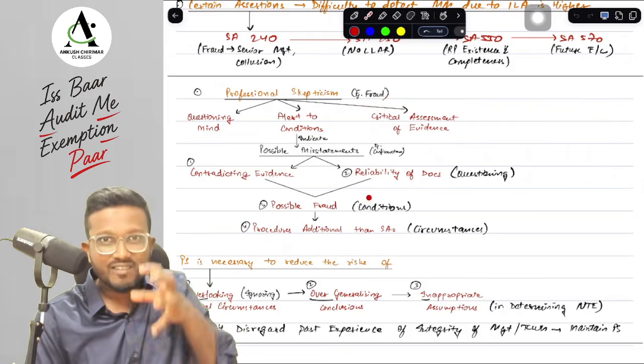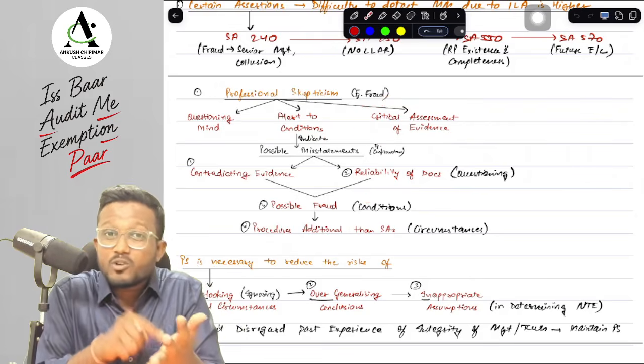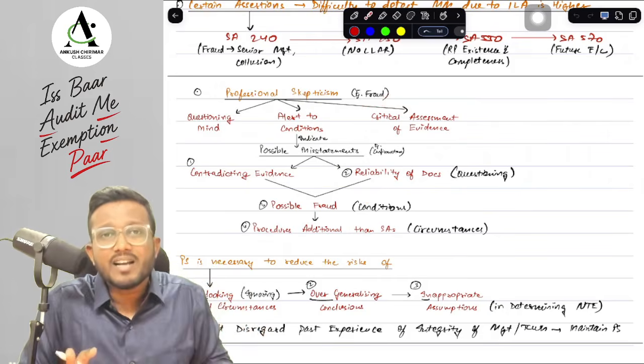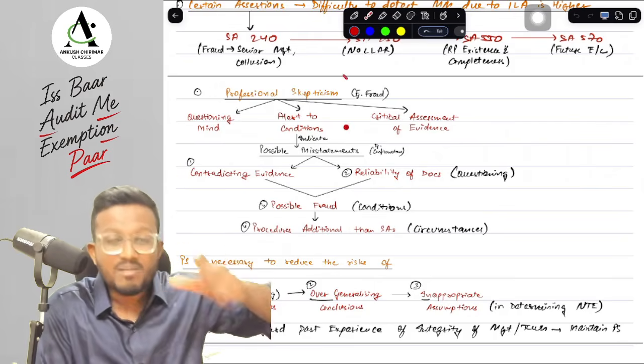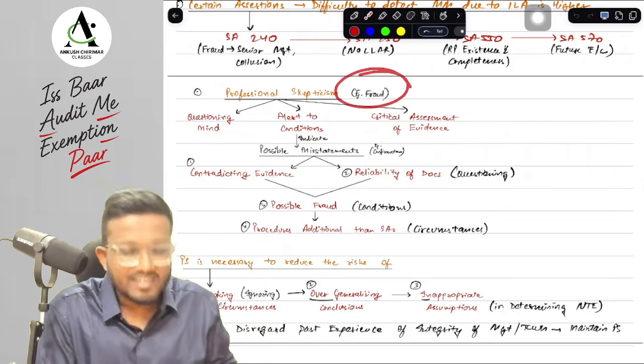You need to critically assess all the audit evidence that you are getting. You should not just assume that all the evidence will be correct. So, three points are involved in professional skepticism. How will we learn those three points? We can understand it from fraud.